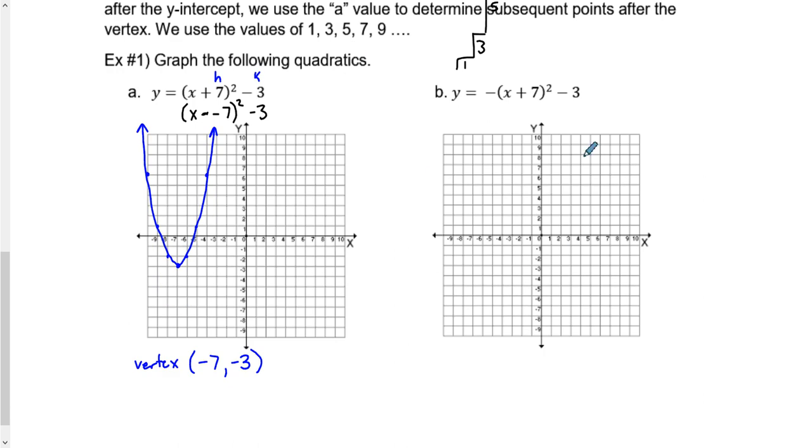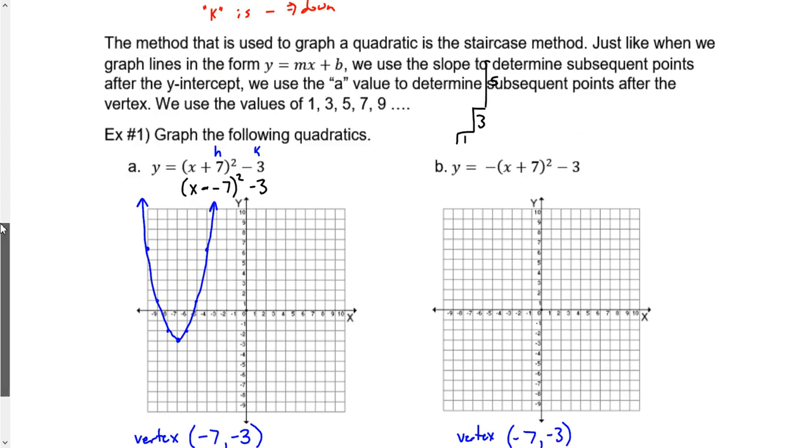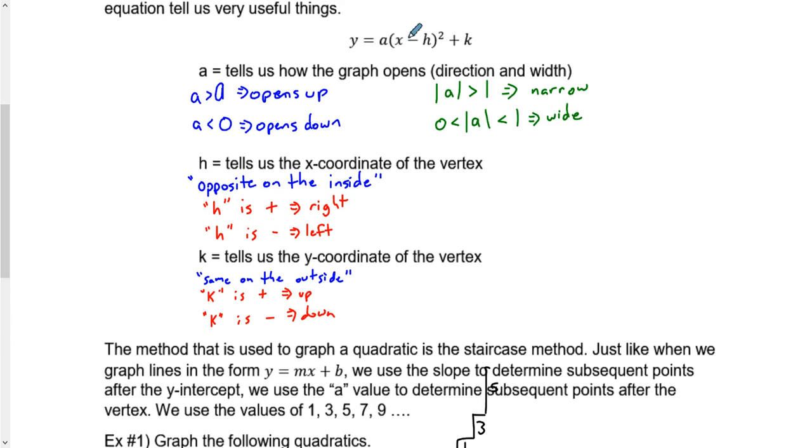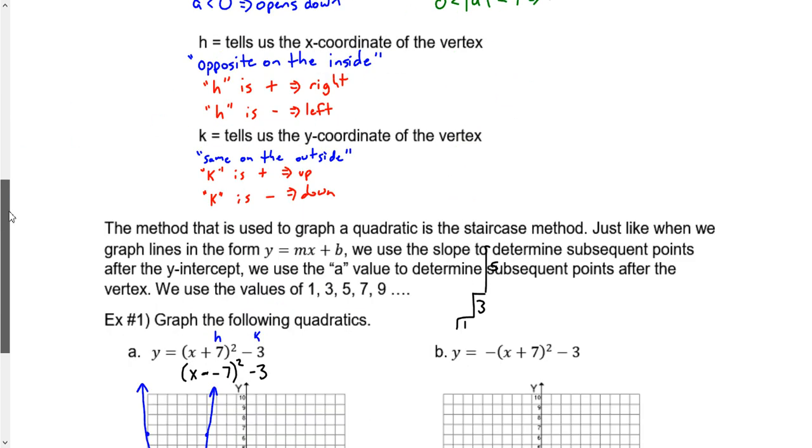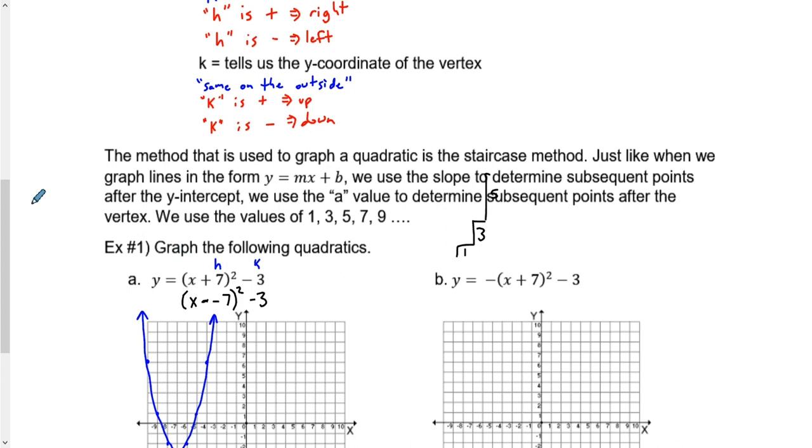If we do the same thing on this one, our vertex is still going to be the same kind of idea, just opposite on the inside, same on the outside, so it's still going to be -7, -3. But the biggest difference here is this negative, because the a value, the number in front, I didn't say it on the first one because our number is just 1, it's positive. It means that it's going to be going up.